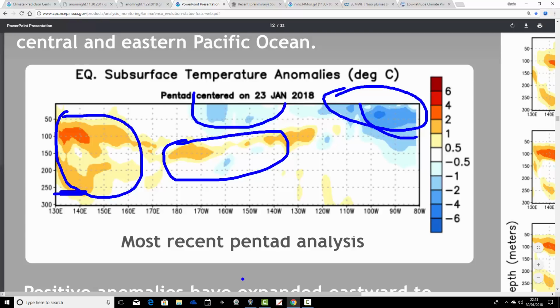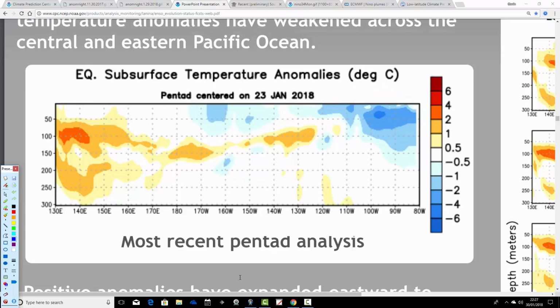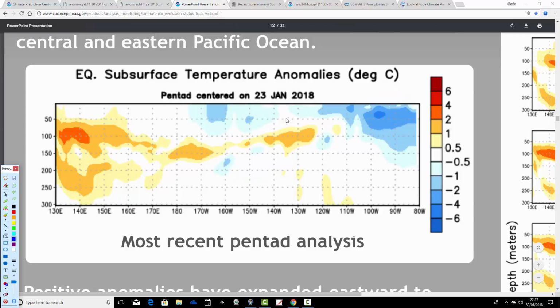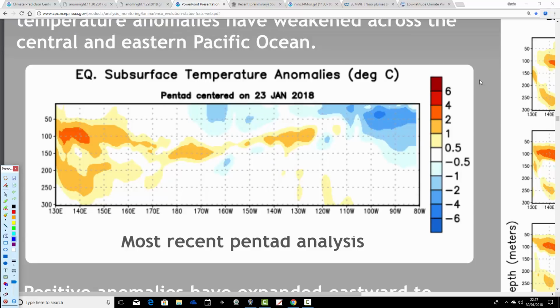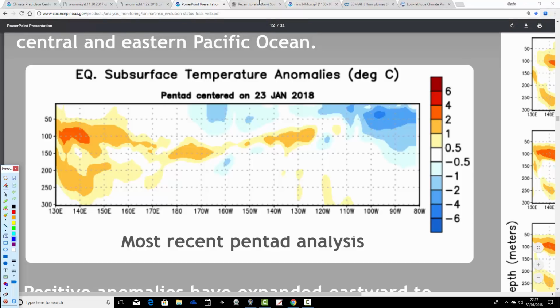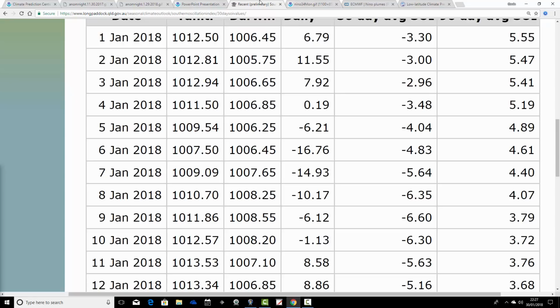So it is possible that this might take us into an El Nino event for the second half of 2018, but I think it's far, far too early to say that at all, to be honest. And at the moment, we're just looking to go back to ENSO neutral through the spring, and then we'll have to see where things go after that.